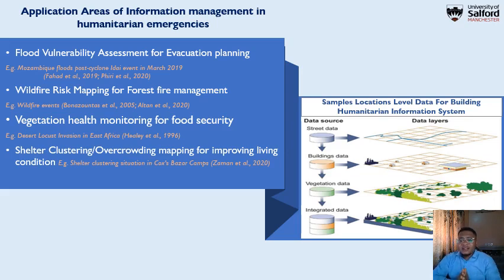We also see that in the shelter clustering and overcrowding mapping services that have been happening for reducing the overcrowding situation in refugee camps, and we see that in the impact GIS is having in shelter clustering mapping in Cox's Bazar camp. I've also attached a paper to show how information management has been pivotal in curbing those challenges.